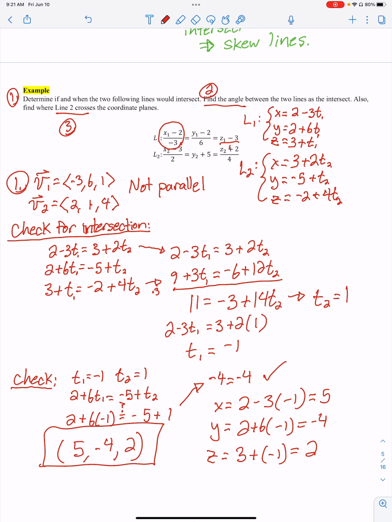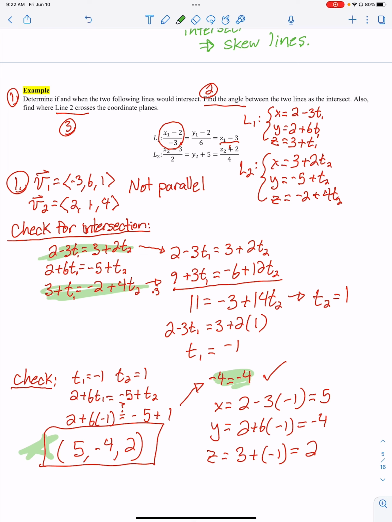For the check for intersection, what we did first is we took two of the equations, made sure that when I added them, one of the t's would go away, solved for one t, and plugged it in to get the other t. We showed that t1 and t2 would make our x's and z's equal. As long as t1 is negative 1 and t2 is 1, the x's and z's are equal. What we did here at the end is check whether it would be equal for y also. Plugging it in, we showed that the y's work as well, which means the two lines intersect when t1 is negative 1 and t2 is 1.